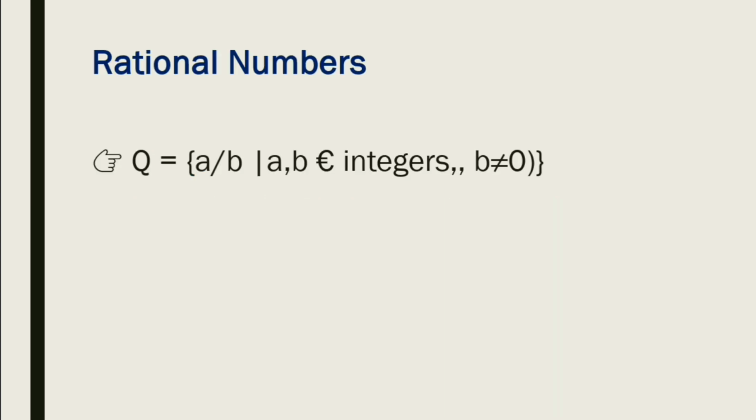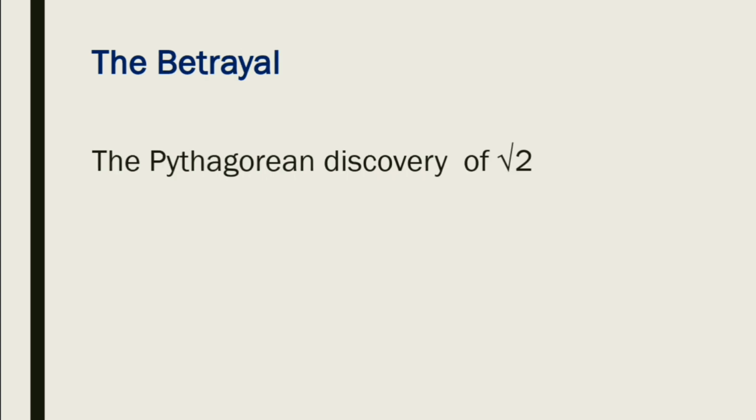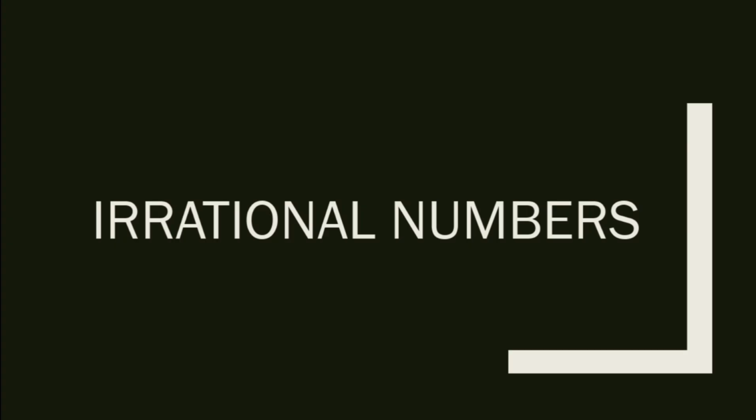Rational numbers can be denoted as Q, as we are saying, a over b, where a and b are both integers, but b shouldn't be equal to 0. These numbers made a promise. In essence, they made the promise that all numbers are rational. But remember, we said a solution and a betrayal. And what was the betrayal? The betrayal was the Pythagorean discovery of root 2. That introduces us to numbers that are not rational, which are irrational numbers.